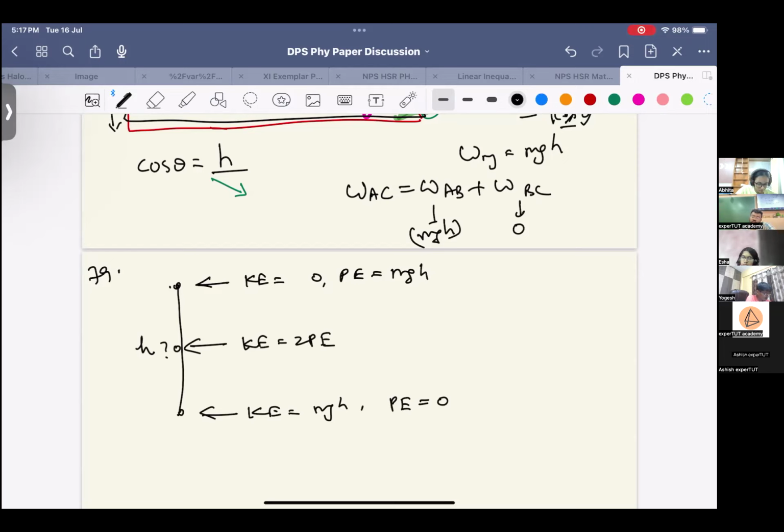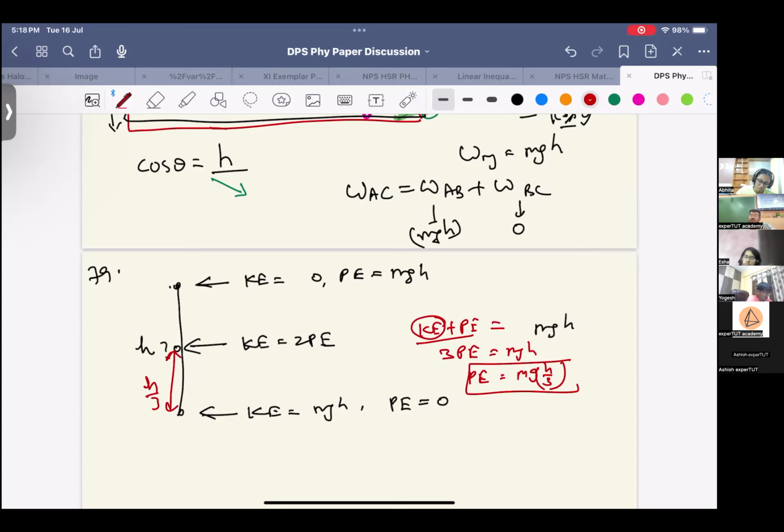Okay. So what is the sum of KE and PE now? Still mgh, right? So I should write the KE at this point plus PE at this point is mgh, right? And how many times is KE of PE? 2 times. So the total becomes 3 PE. 3 PE is equal to mgh. Yes or no? So therefore PE is mgh by 3. This means the height is h by 3. Understood? Because PE is mgh by 3. So therefore the height of this point from the ground is h by 3.